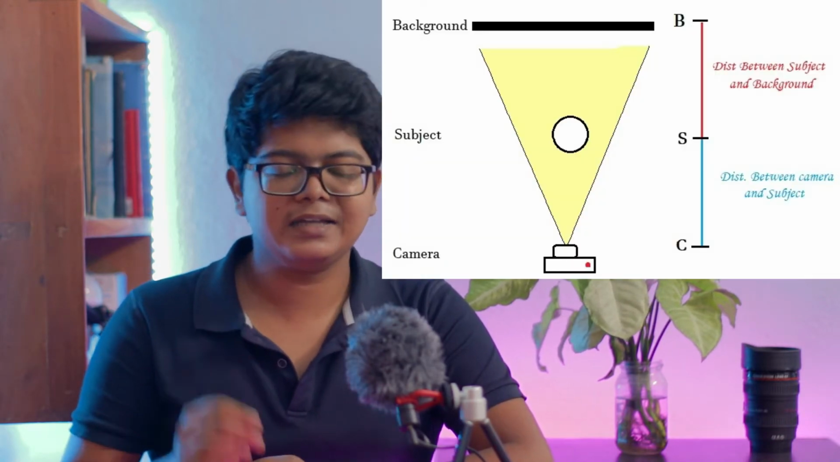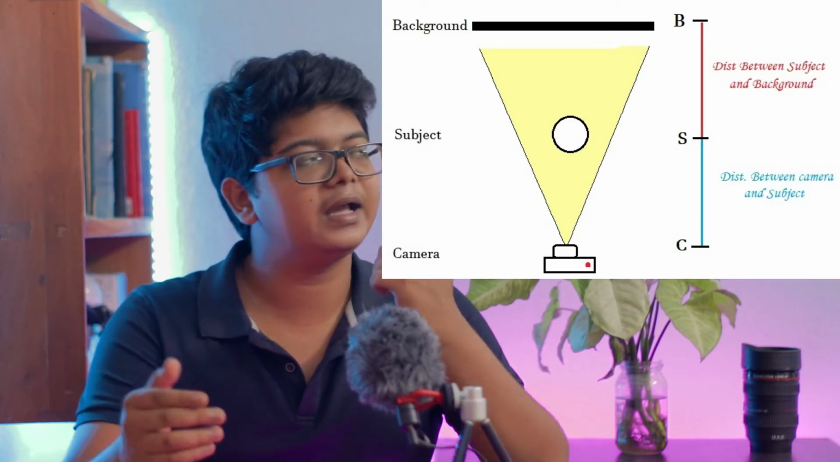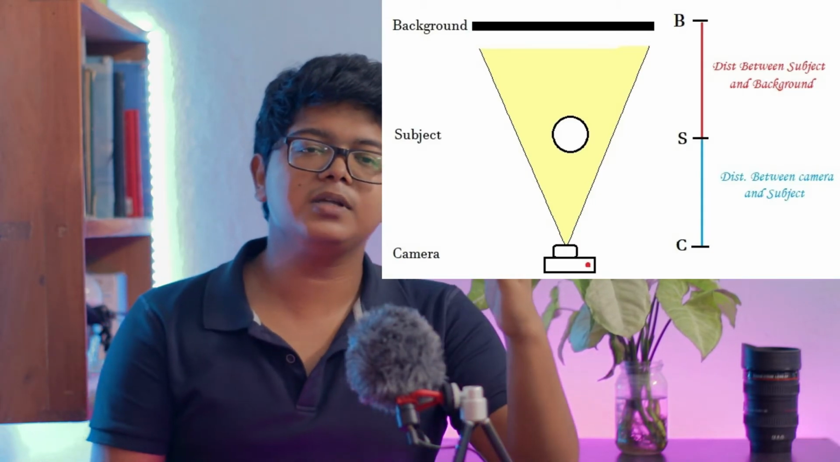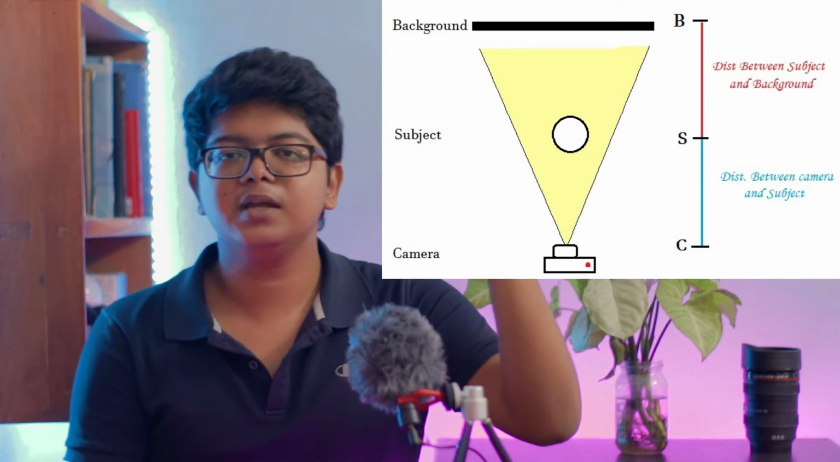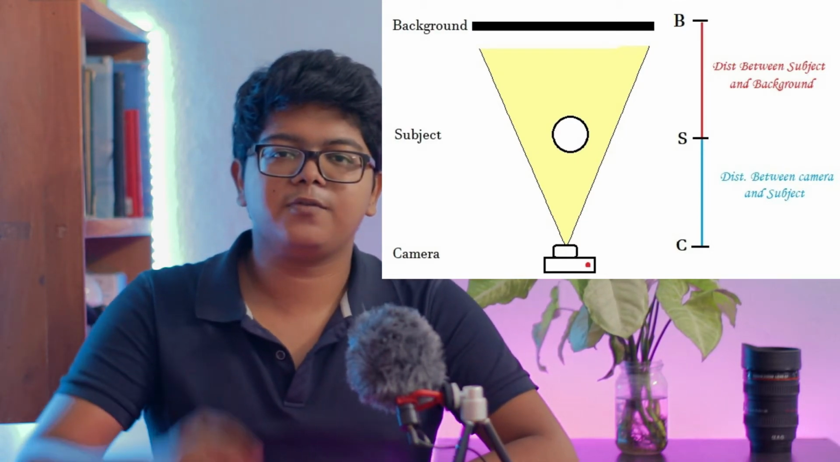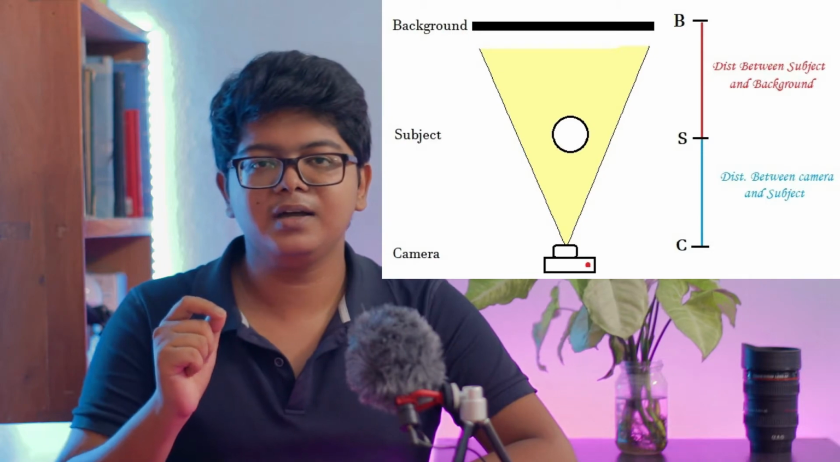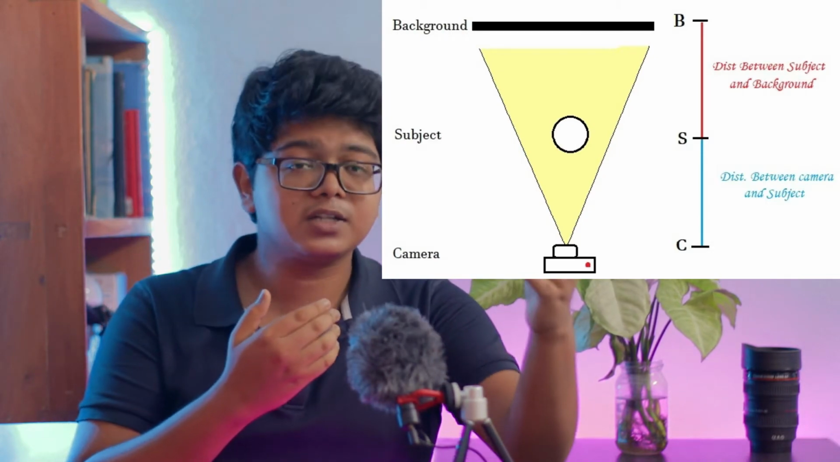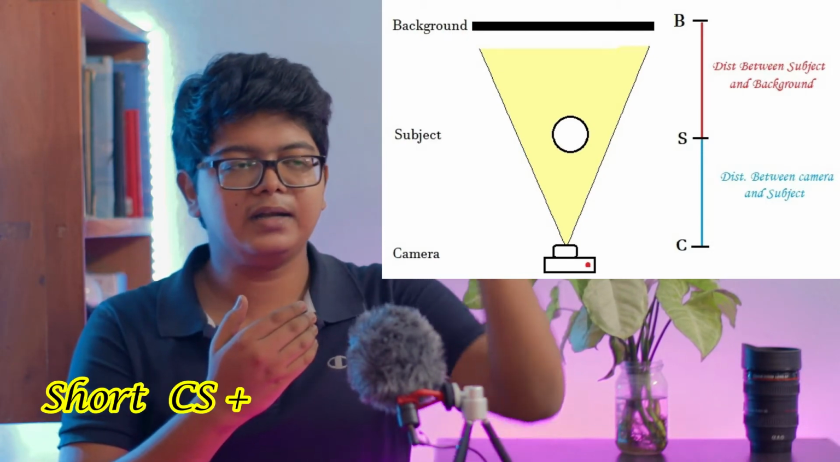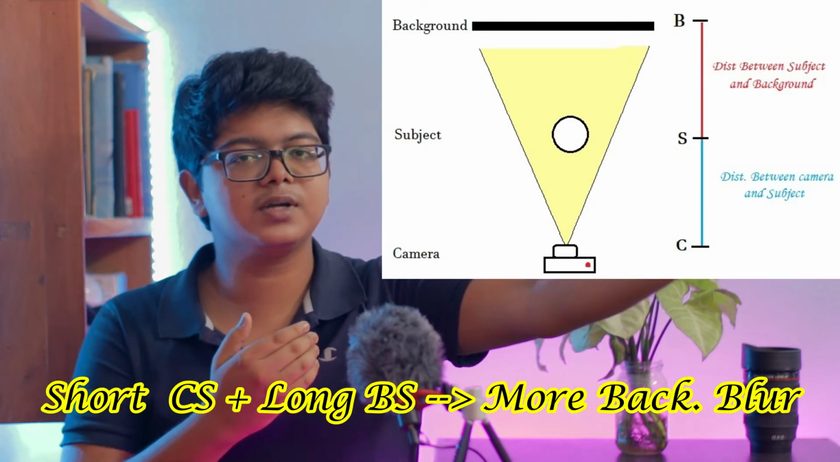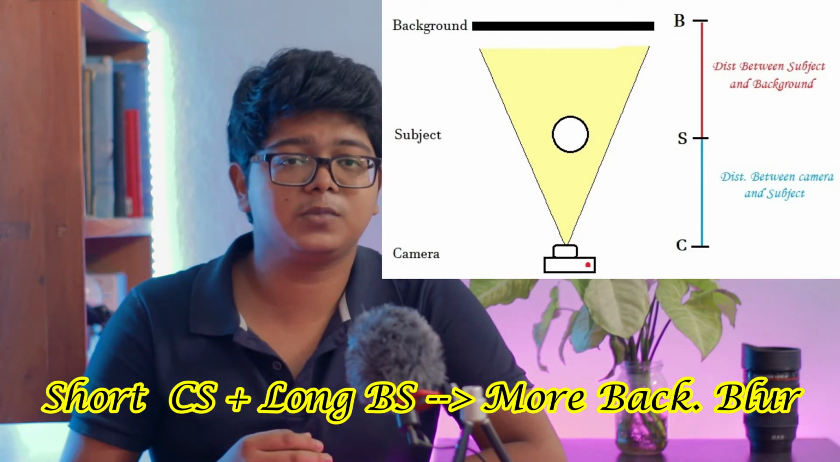Now what is that? For example, your camera is set on a fixed position and your subject is a particular distance away, like in the diagram, and the background is also at a finite distance from the subject. Now what happens for a particular value of aperture: the closer the subject is to your lens and the farther the background is from your subject, the shallower the depth of field you will get. Let me give you an example.